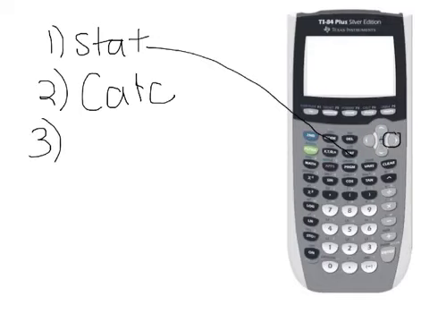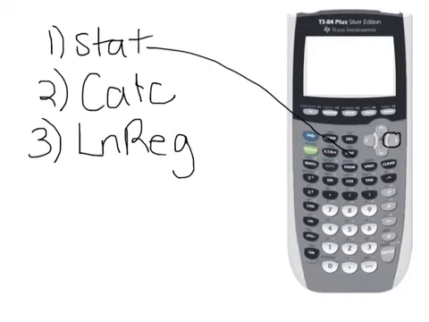And in step 3, we're going to go ahead and calculate our regression. So under the Calc menu, there's a bunch of different types of regression. We are going to choose Natural Log Regression, LNReg. Natural Log Regression is option number 9 under the Calc menu. And depending on the operating system, you're going to have two different things that could occur.